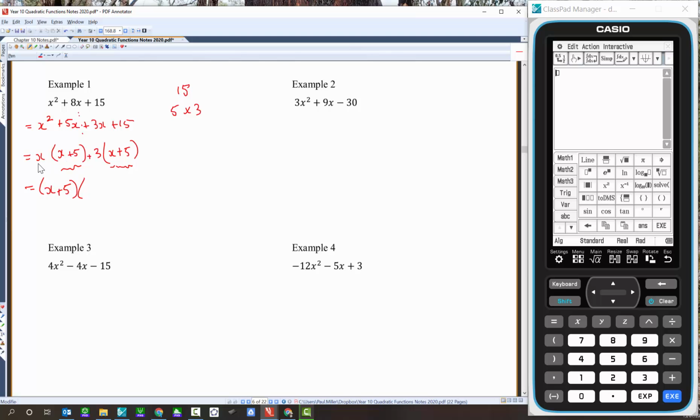Now x plus 5 multiplied by what will give me this? The answer is x. So x plus 5 multiplied by x gives us that. x plus 5 multiplied by what will give us this? It's 3. And now we're factorized.